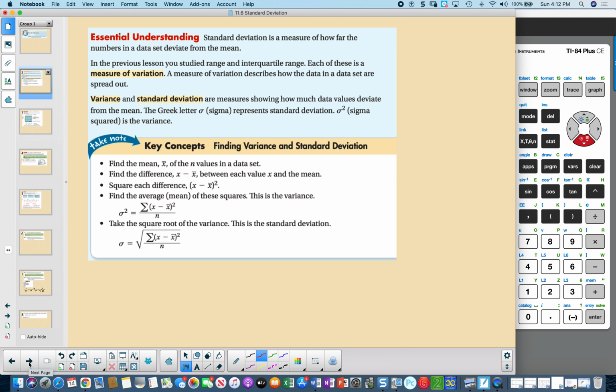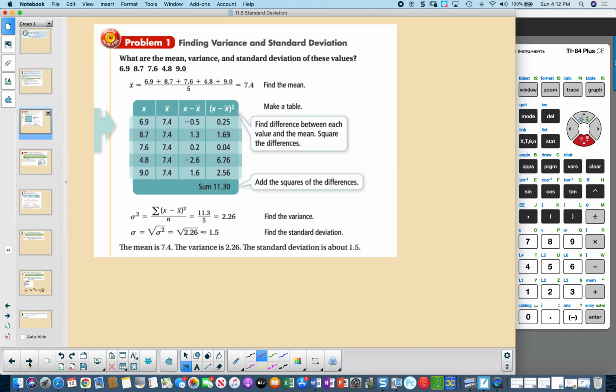The Greek letter sigma represents the standard deviation. Sigma squared is the variance. The x bar represents the mean. The difference is subtracting the mean from each data value. Square the difference, find the average of these squares, and then take the square root, and that is the standard deviation. Let's take a look at some data.